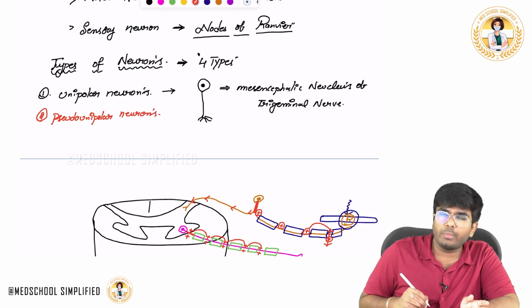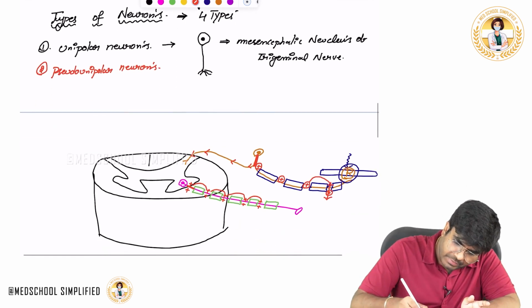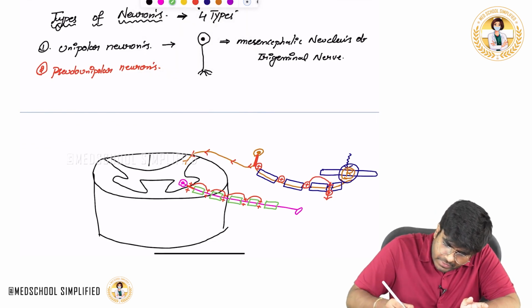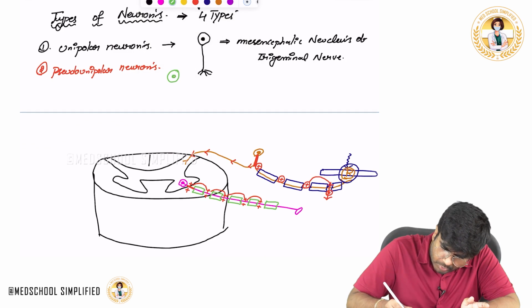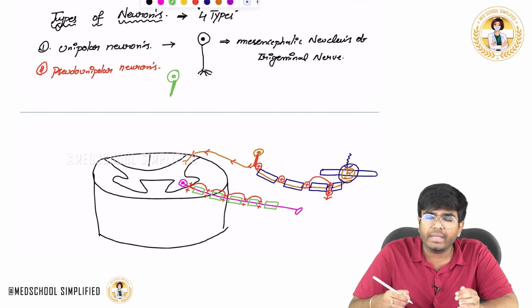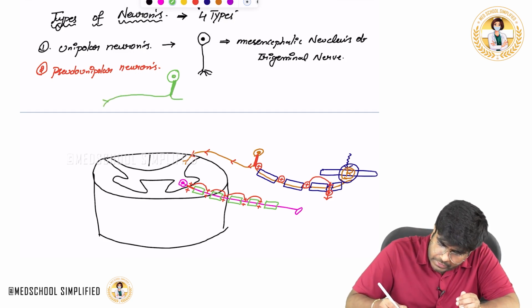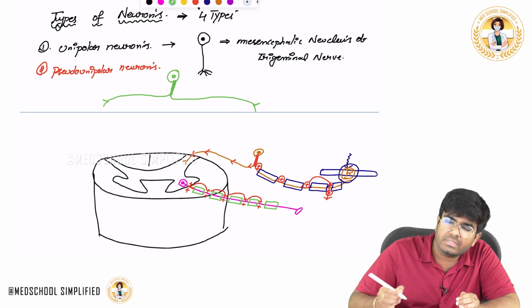Where are the pseudo-unipolar neurons present? First of all, what does pseudo mean? Pseudo means false. Why is it called false? Because here is a cell body, and there is only one process coming out. You think it's a unipolar neuron, but this process is going to divide into two processes.